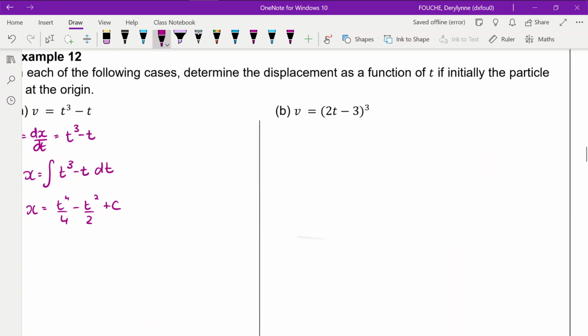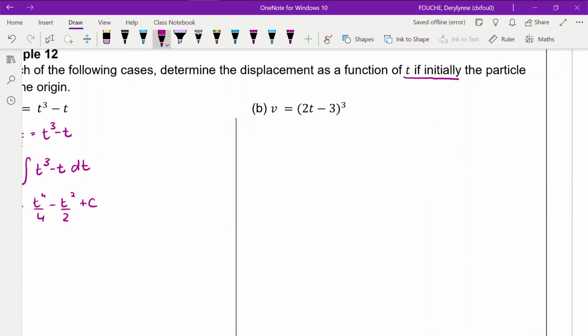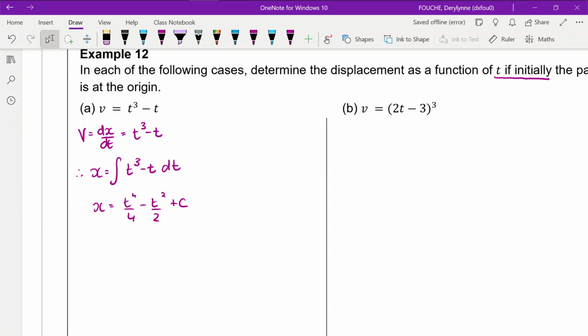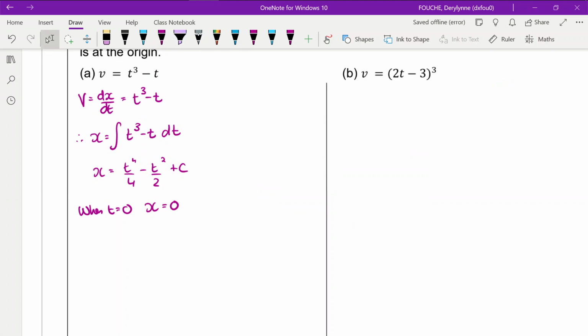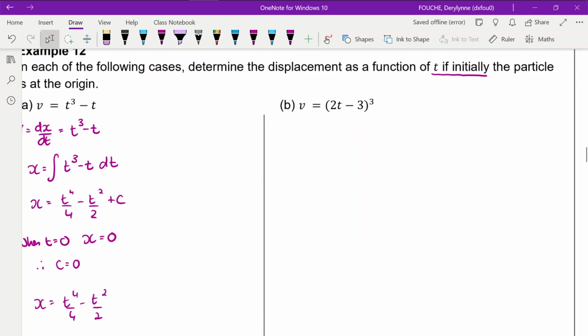And we use the fact that it says initially the particle is at the origin. Initially always means when time t equals 0. So when t equals 0, our displacement is also 0, because at the origin we've got displacement equal to 0. So therefore, in this case, c is equal to 0, and our equation for our displacement is x is t to the 4 over 4 minus t squared over 2. Let's have a look at the next one.